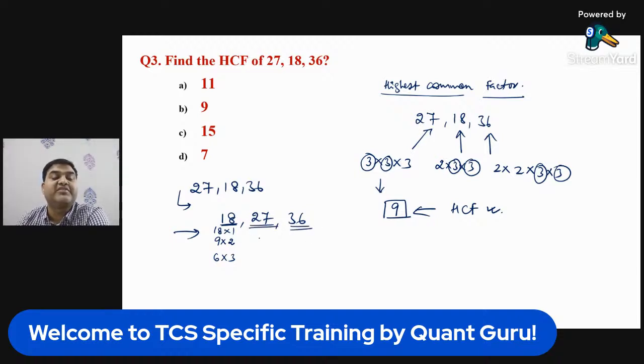Okay, come here. 27, how can it be written? 27 into 1. Next you can write 27 as 9 into 3, right? Then you can also write this as 3 into 9. That's all, nothing else. Oh sorry, 36 can be written as 36 into 1. Otherwise you can write 18 into 2, right? 18 2s are 36. Again, what else can you write? 9 into 4 we can write.